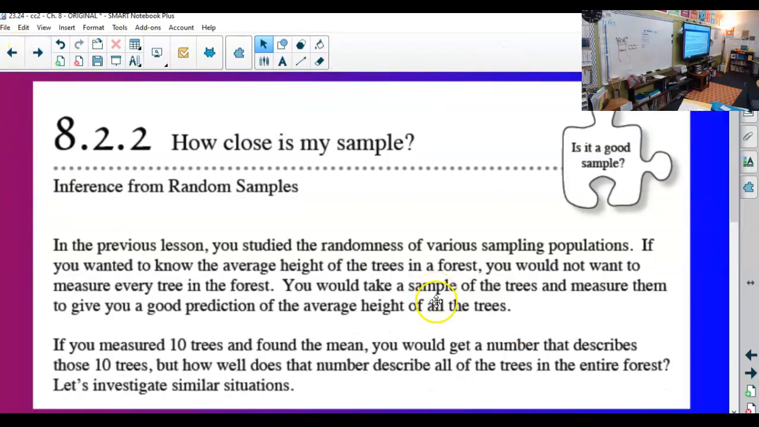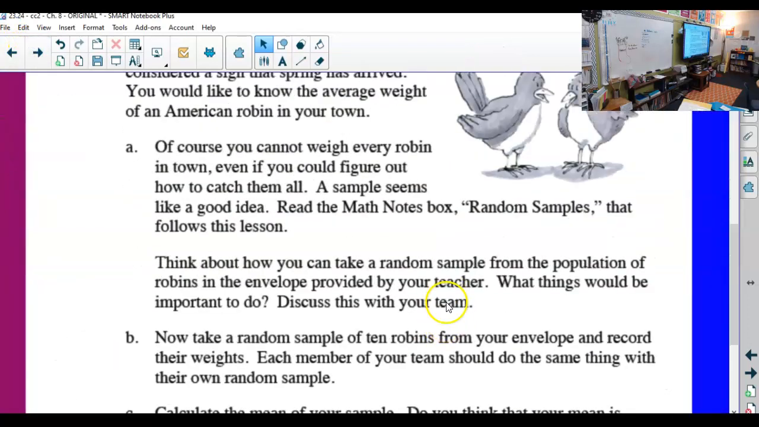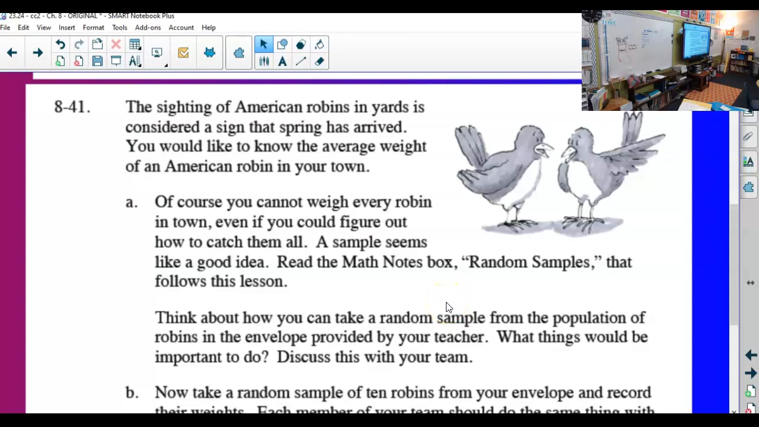My other people that are listening to directions, here's your directions. The sighting of American robins in your yard is considered a sign that spring has arrived. This unit happens in the springtime for Math 7. That's why this is about springtime. Sorry, the robins are probably leaving right now. So, you'd like to know the average weight of an American robin because you're a nerd. And why not? Birds are cool.